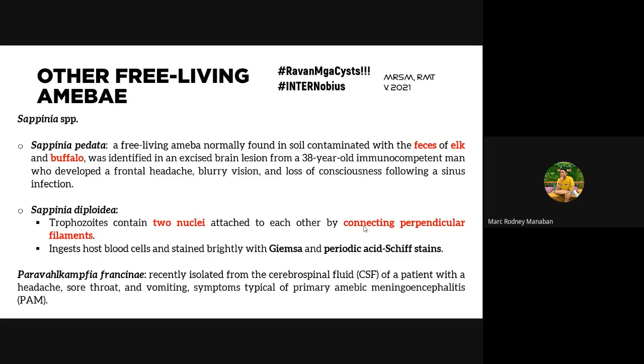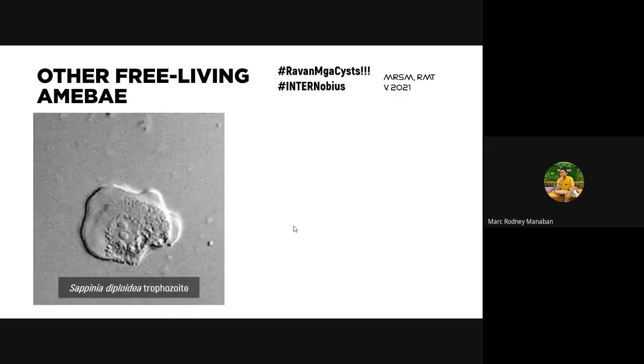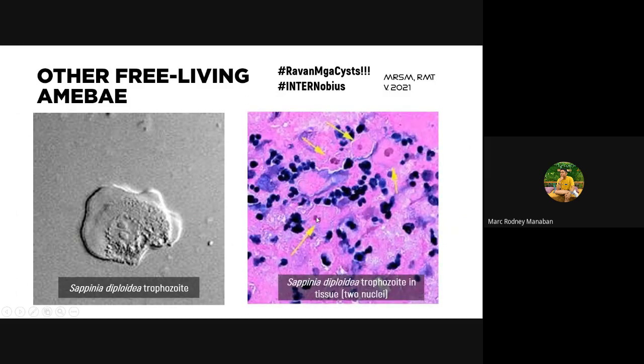All right, so here is an example of Sappinia diploidea. Here are the two nuclei, and in the center is the filament, the perpendicular filament that connects the two nuclei. And stained in tissue, two nuclei and a filament that connects the two nuclei together. So that's for the other free-living amoebae, and that's all for free-living amoebae.